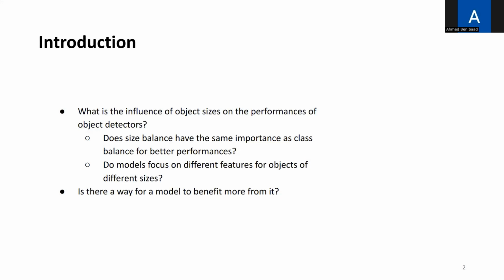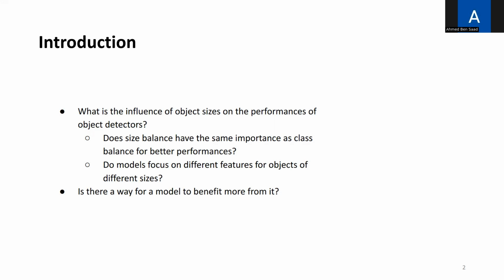The idea of different object sizes having different influences, in terms of learned representations or in terms of impacts on the later performances across all sizes, is not very explored. We wanted to explore this idea, and to see whether the network focuses on large objects and small objects in a different way, and whether there is something to benefit from it.